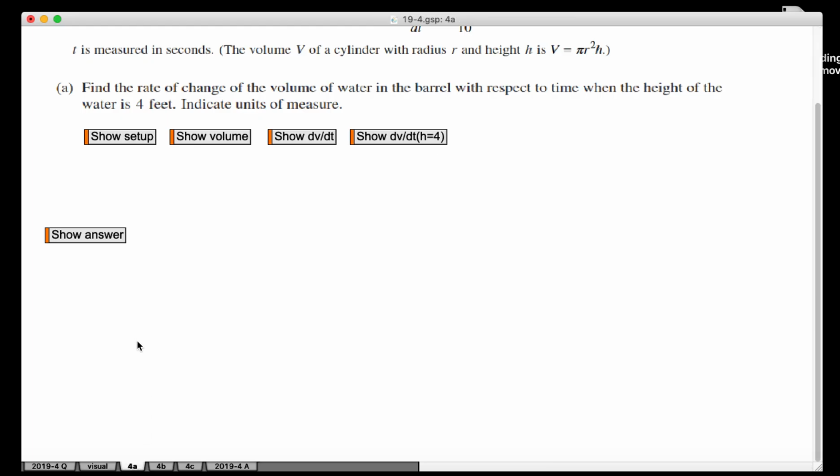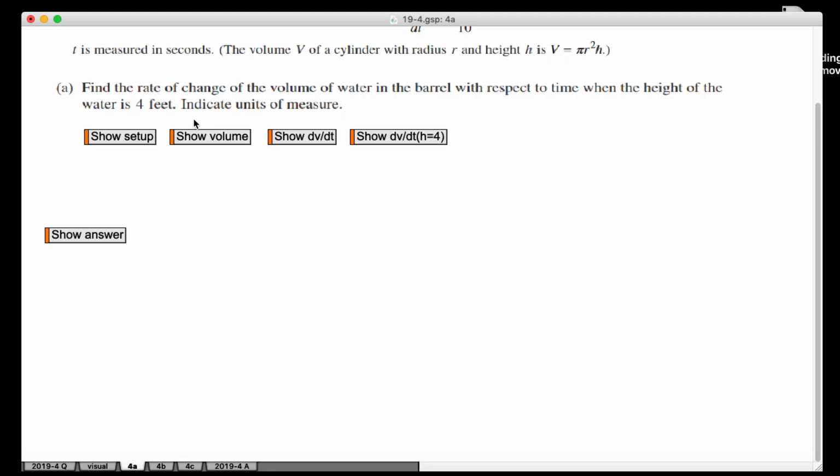We got a little bit of an idea of what's going on here. The first part says, find the rate of change of volume of water in the barrel with respect to time when the height of the water is 4 feet. Indicate units of measure. This is pretty common. When there are units given to you, chances are there's going to be a point for units of measure. So you better make sure you're conscious of that. You don't want to lose a point for not putting the units down.